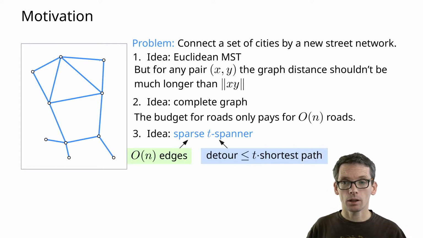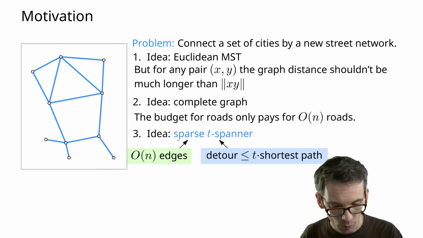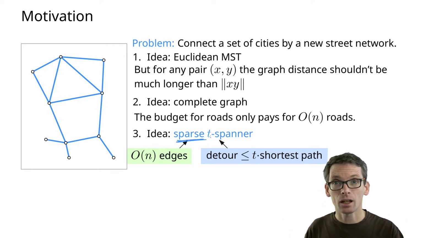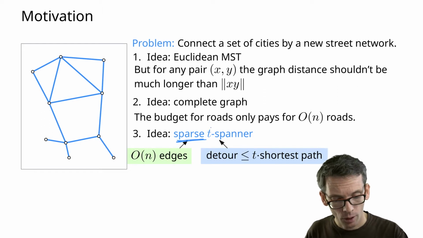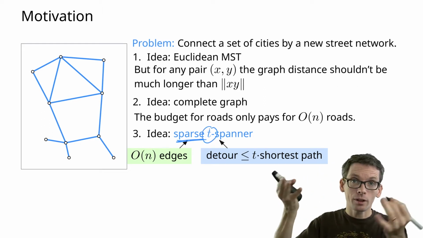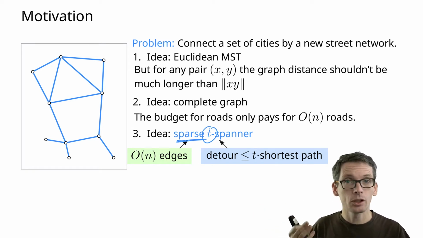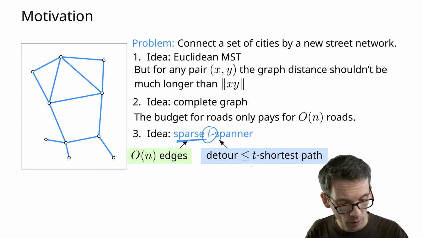So what is a sparse T-spanner? Sparse simply stands for the fact that it should have a linear number of edges. So a graph is sparse if we have a linear number of edges. The T here stands for how much detour we allow ourselves. So the graph that you see here would be a T-spanner, for instance, where T is, let's say, 2.